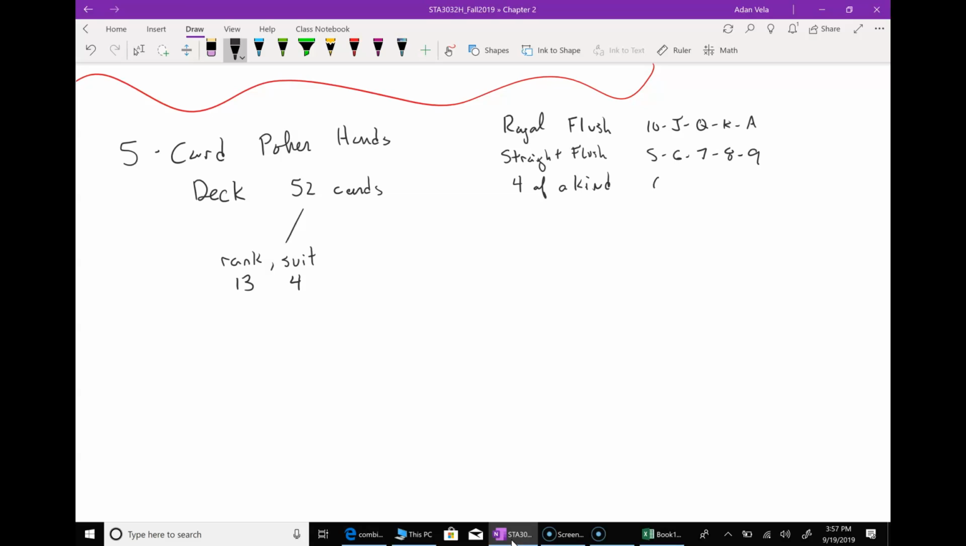Okay, so that would be like a 6, 6, 6, 6, and then maybe a jack, right? I think after that is a full house. Oh, what is it? Full house is above 4. Oh, it is. Okay. Hold on. I have it here. 4 of a kind. Yeah. No, 4 of a kind. Full house is, yeah, and then it goes full house.